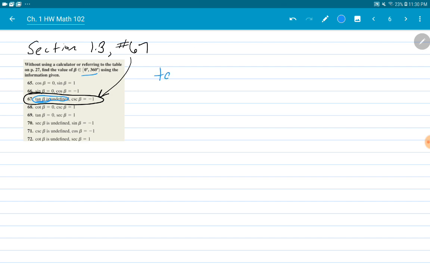So tangent of beta, I know that by definition, tangent is y over x. And if a fraction is undefined, that means that the denominator must be 0. So this means that x equals 0. Okay, so what does that mean about our angle beta?